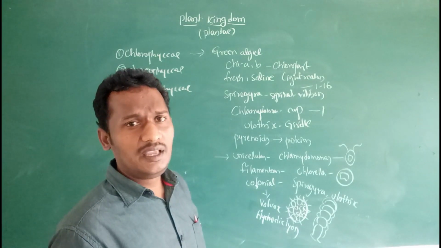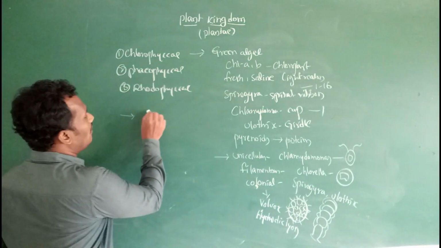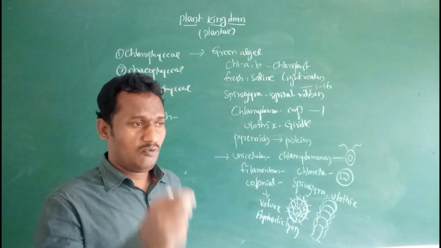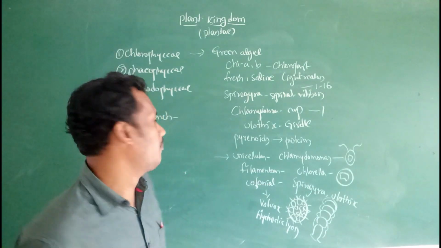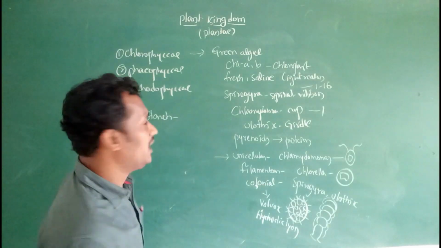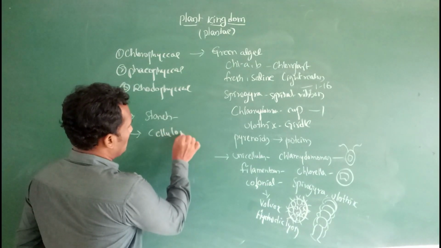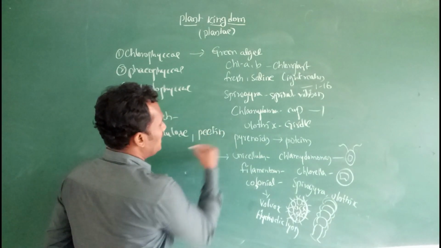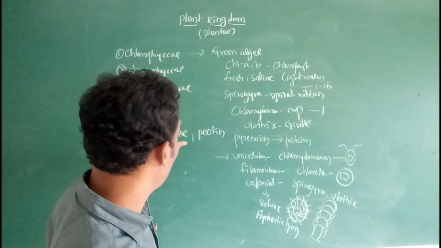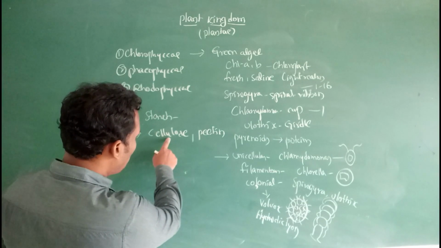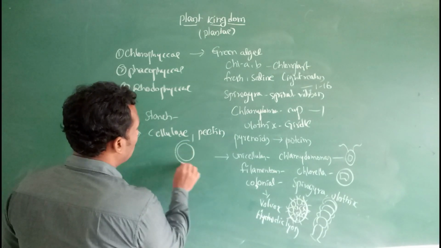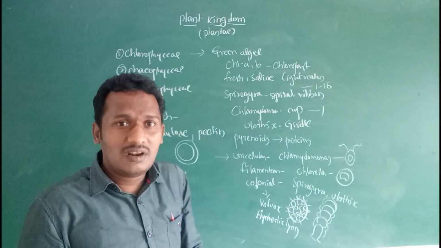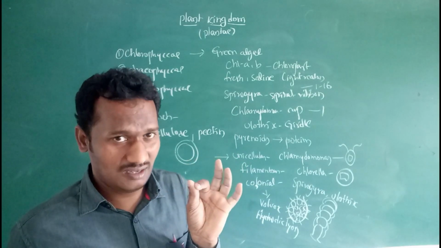In these Chlorophyceae members, the reserved food material is mainly starch. In some members, food material is stored as oil droplets. The cell wall is mainly composed of cellulose, along with which pectin may be present. The inner layer is composed of cellulose and the outer layer is composed of pectin. That's why, due to pectin in the outer layer, it feels slimy to touch.